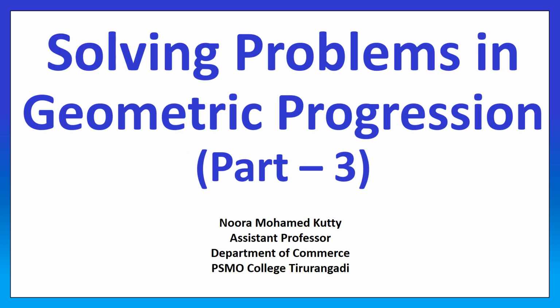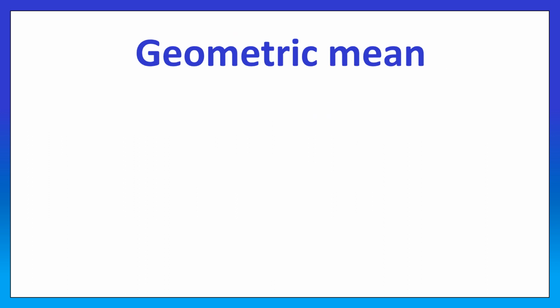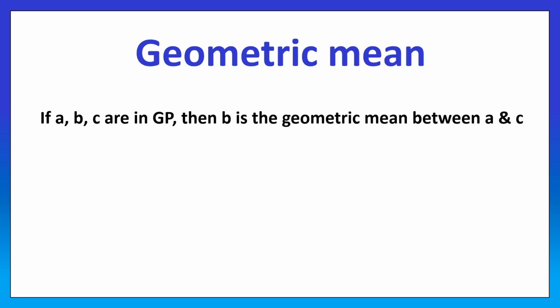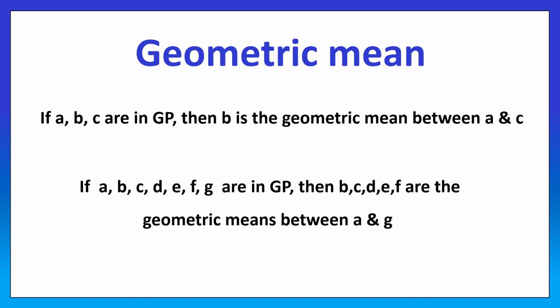In this video, we are going to discuss how to solve certain problems in geometric progression. Let us see what is a geometric mean. If three numbers are in geometric progression, then the middle number is the geometric mean between the first number and the last number. Similarly, if 4 or 5 numbers are in geometric progression, then all the middle numbers in between the first term and the last term are the geometric means between them.